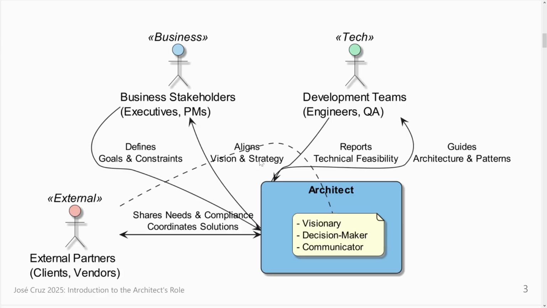Reading stuff is just too much abstraction, but when you see it, you say, okay, so I have external partners, shared needs and compliance, coordinate solutions, and sometimes they even do business. Of course, they need agreement from the sales department of the company. You have also the business stakeholders, executives, project managers, and things like that. So you can define the goals and constraints, and you align the vision and strategy. In this business, of course, there is also the owner of your company or the people that are taking business decisions. And then, of course, you have the development teams, engineers, quality assurance, DevOps, and things like that.